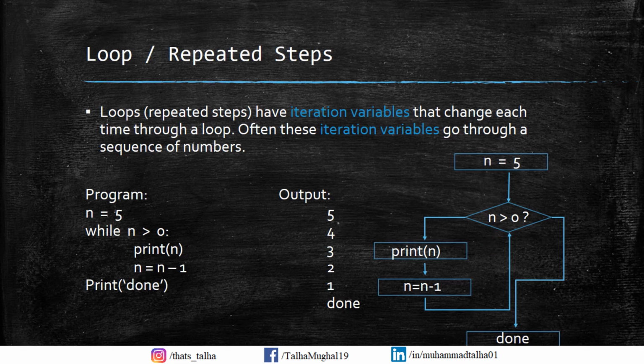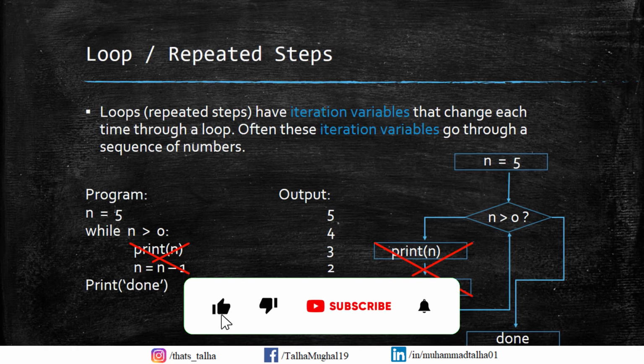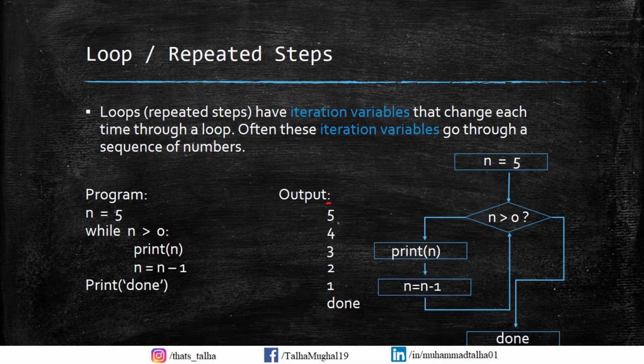And this way, these steps will be repeated over and over again until the value of n is equal to or less than 0. Now suppose after some iterations the value of n has become 0, which falsifies the condition. In that case, the loop will be terminated and the program will jump to the next statement, which is print done.